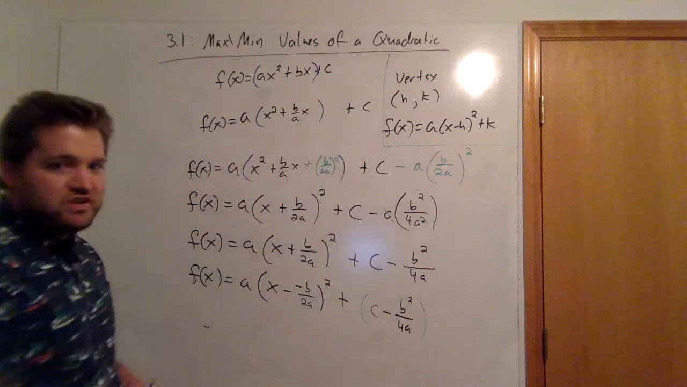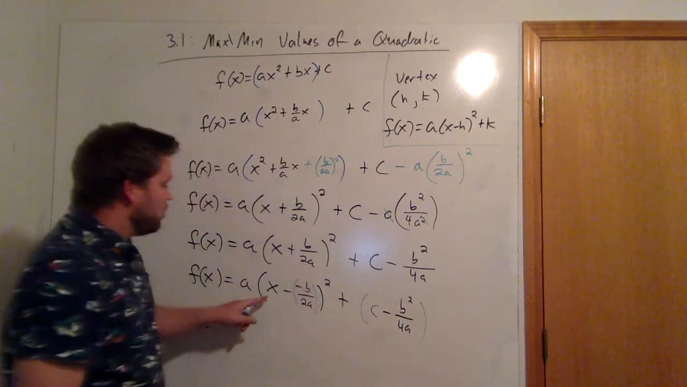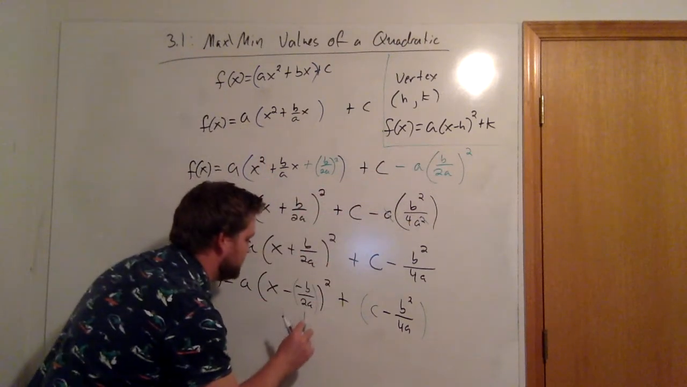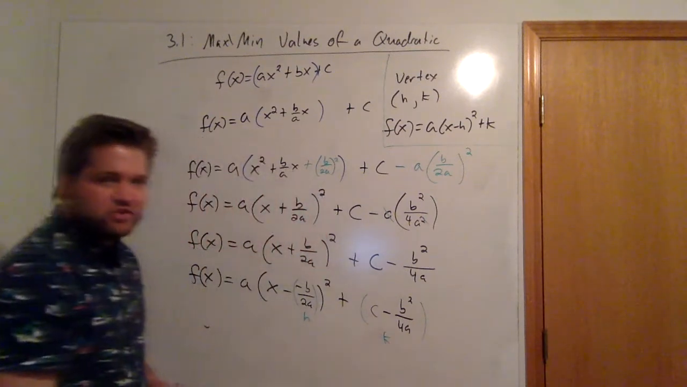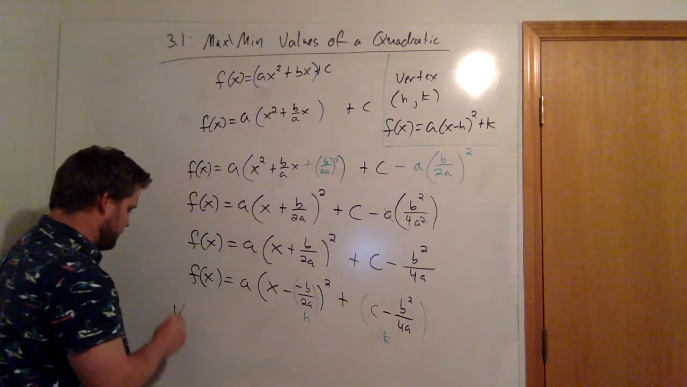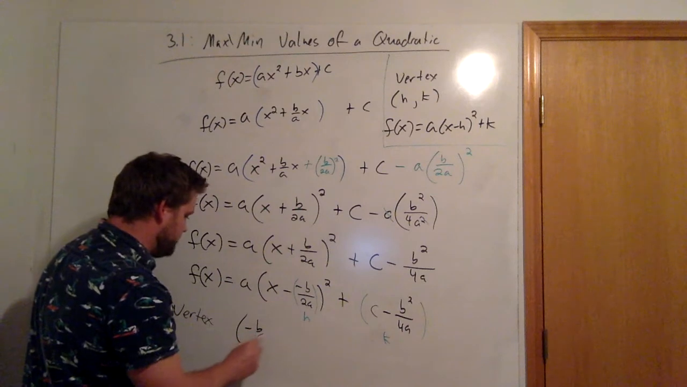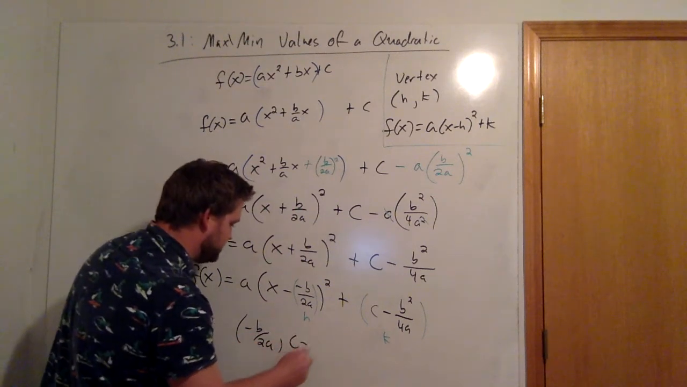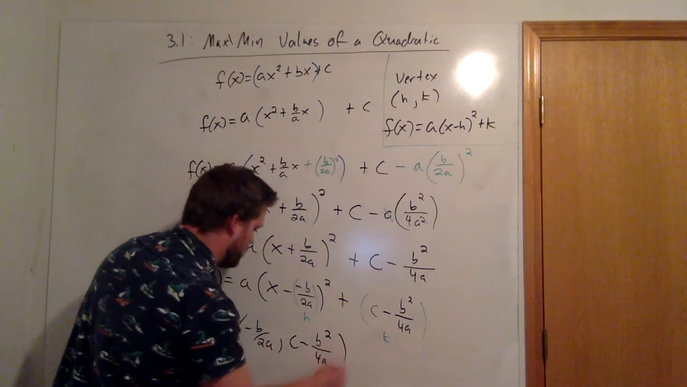So now if we're matching everything up here, x minus h, that means that this must be our h, and this must be our k. So we now have a general formula for the vertex. The vertex of a parabola is negative b over 2a for the x-coordinate, and c minus b squared all over 4a.